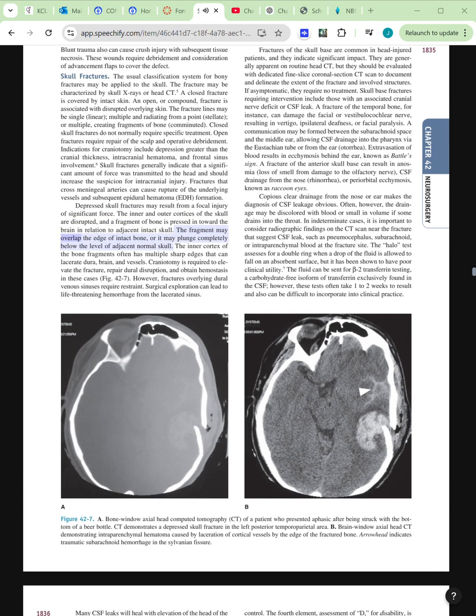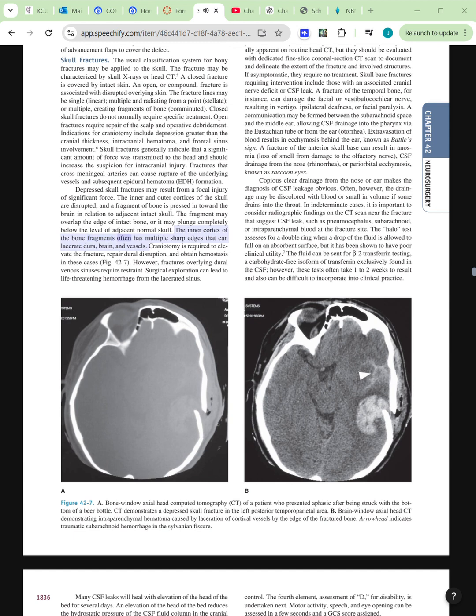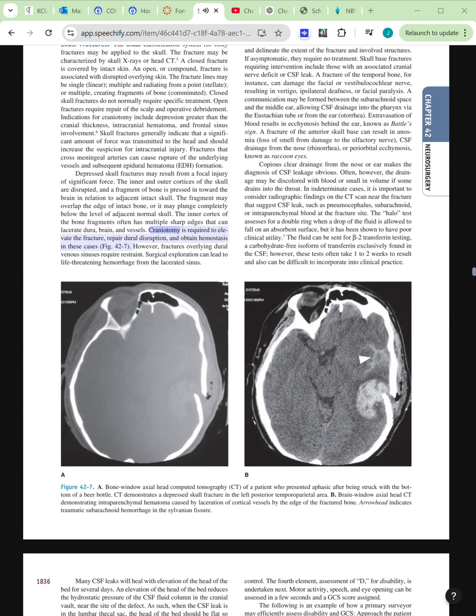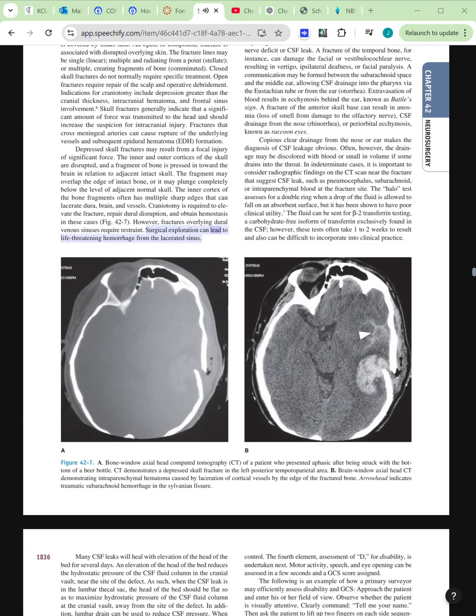The inner and outer cortices of the skull are disrupted, and a fragment of bone is pressed in toward the brain in relation to adjacent intact skull. The fragment may overlap the edge of intact bone, or it may plunge completely below the level of adjacent normal skull. The inner cortex of the bone fragments often has multiple sharp edges that can lacerate dura, brain, and vessels. Craniotomy is required to elevate the fracture, repair dural disruption, and obtain hemostasis in these cases. However, fractures overlying dural venous sinuses require restraint. Surgical exploration can lead to life-threatening hemorrhage from the lacerated sinus.